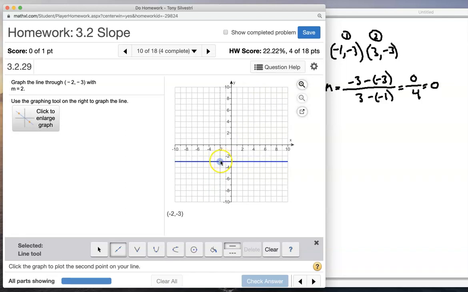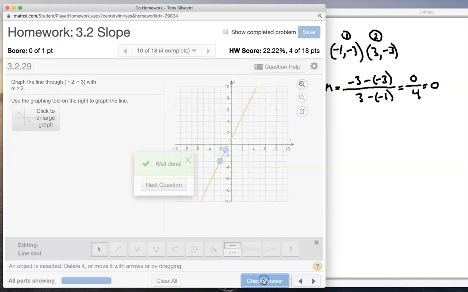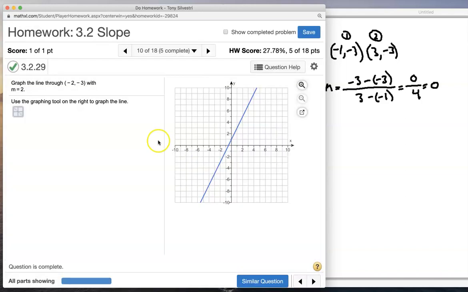Okay, let's start over again. Here's our little anchor point, negative 2, negative 3. When the slope is 2, what they're telling you is if you move horizontally 1 unit, you've got to go up 2 units. Click that, and that's got to be the answer. Now this problem is not the hardest in terms of calculating. It's the hardest in terms of the concept of slope. If you understand what I just did there, you got the idea of slope.